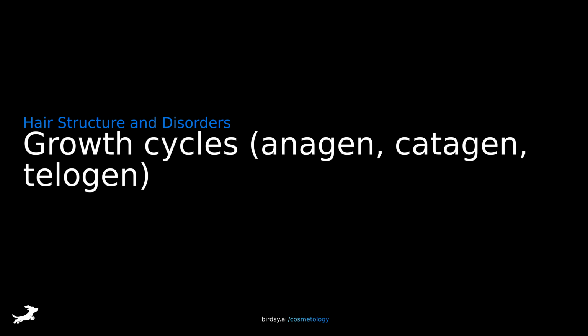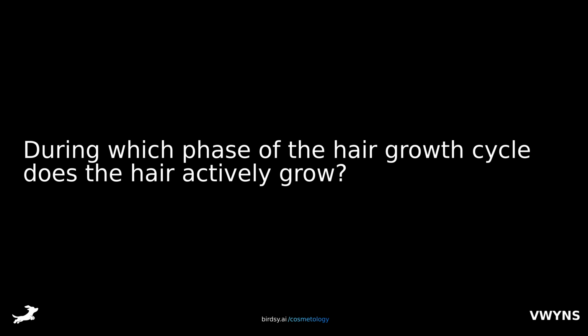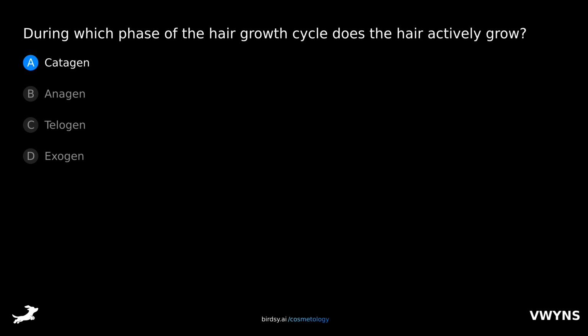Growth cycles: anagen, catagen, telogen. During which phase of the hair growth cycle does the hair actively grow? Is it A, catagen, B, anagen, C, telogen, or D, exogen? The answer is B, anagen.